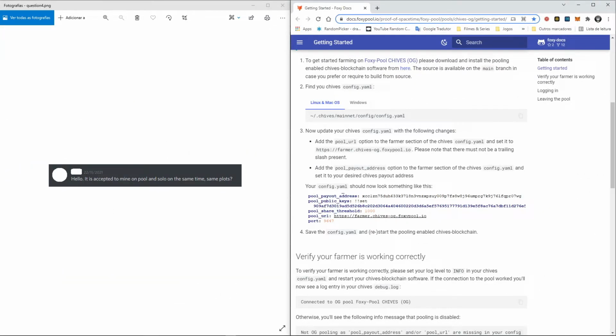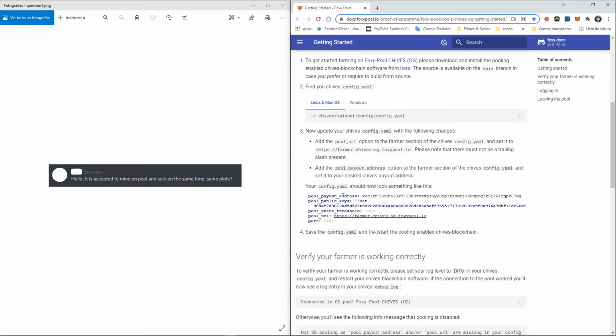So I reserved the last question. You may think it's a silly question, but it's not. It happens a lot. People are asking this on foxy-pool and also on the Chives channel. So is it accepted to mine on pool and solo at the same time with the same plot? No, it is not. Make sure you understand this: either you put everything on solo, or you put everything on pool.